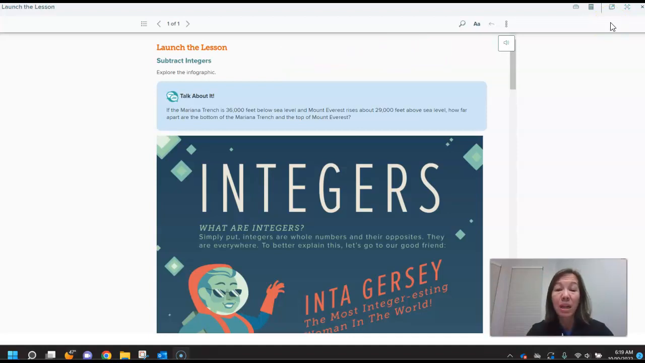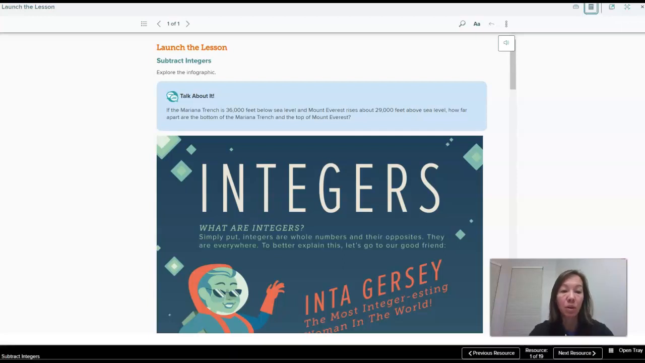But anyway, we are going to continue talking about subtraction. You learned a little bit about chip models in class today, and we are just going to review subtraction quickly with a few other examples. So for this lesson, we're going to first look at integers.